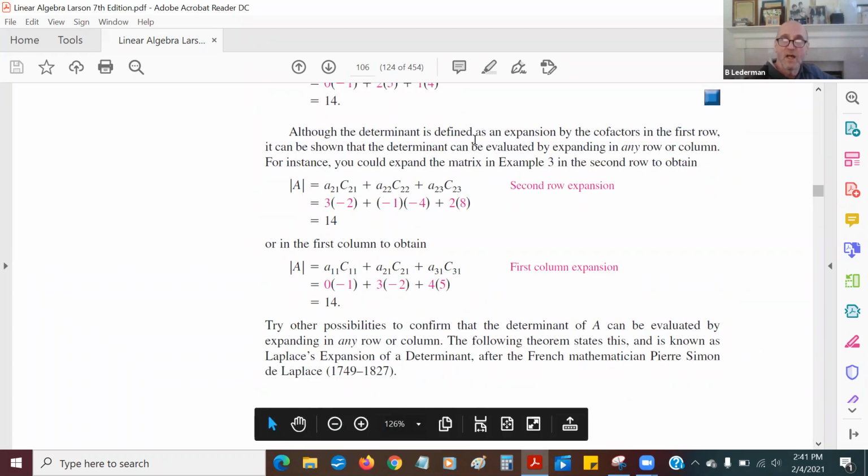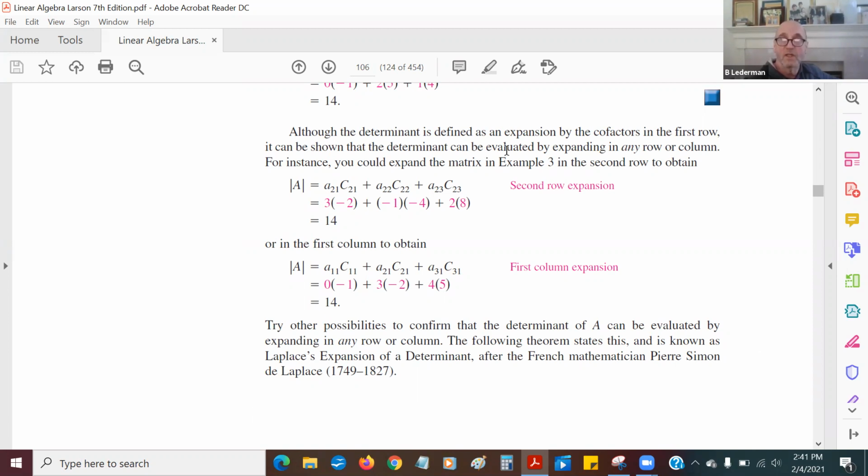So it's defined as an expansion by cofactors in the first row, but it can be shown that a determinant can be evaluated by expanding along any row or any column, which is what I've been telling you. You could expand in the second row, and in that case, you would get 3 times -2 plus -1 times -4 plus 2 times 8, which winds up being -6 and +4 and +16, which becomes 14. Or you could have gone along the first column and you get these numbers and it also comes out to 14.